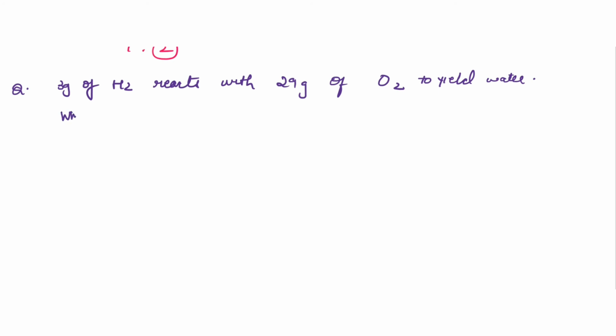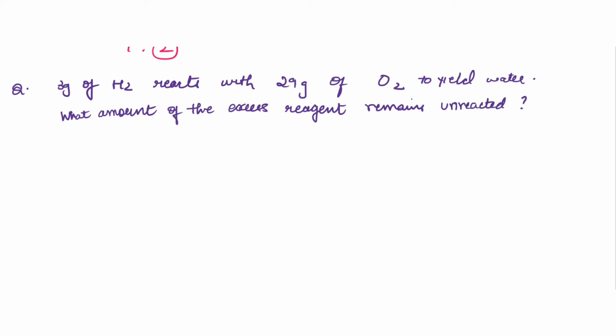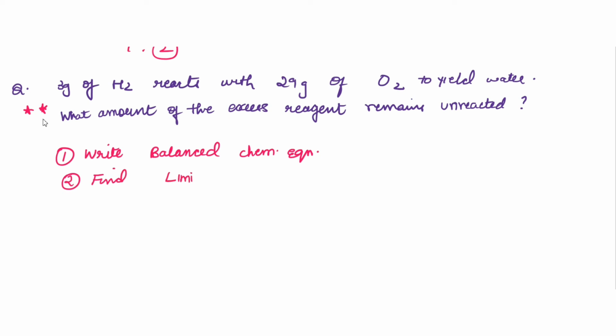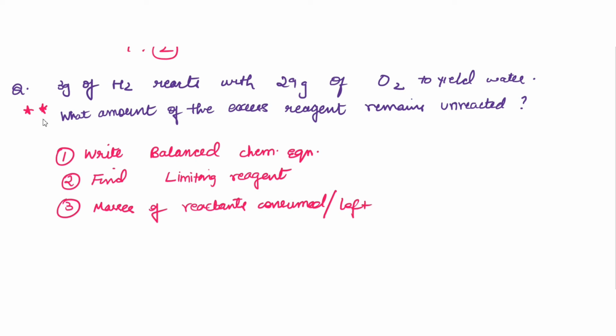3 grams of hydrogen reacts with 29 grams of oxygen to yield water. What amount of excess reagent will remain unreacted? Now this is an important model of question that is asked. Okay, so there are 3 steps. First step is to write the balanced chemical equation. Second step is to find the limiting reagent. And third step is to find that reactant which is consumed or left. So let's begin.